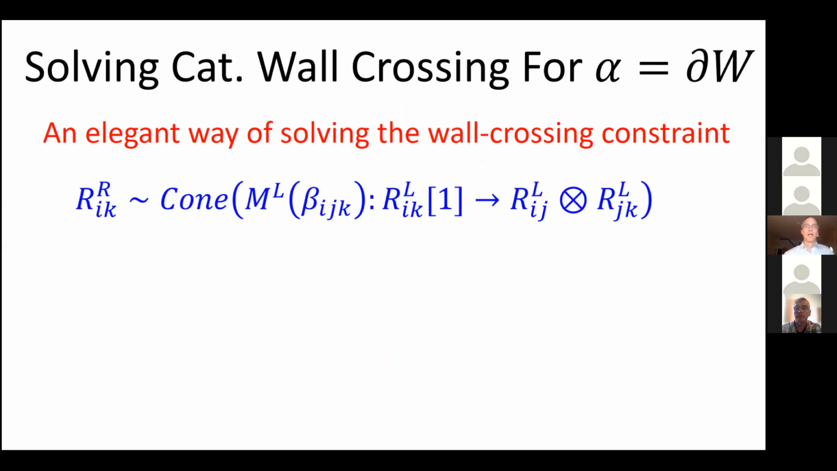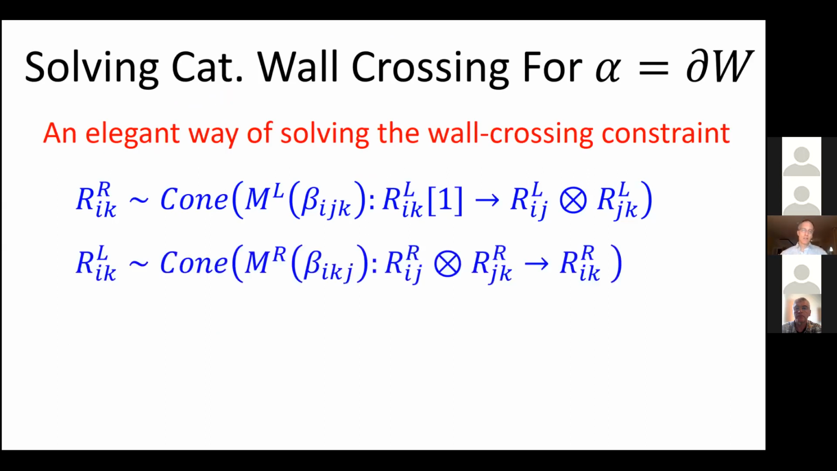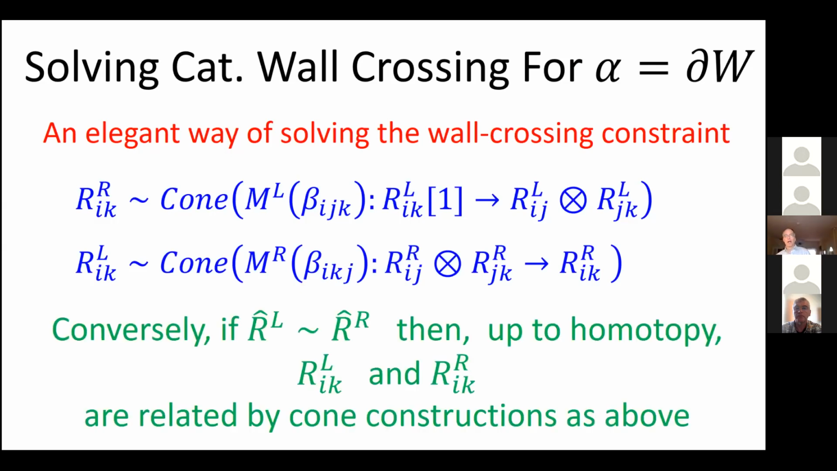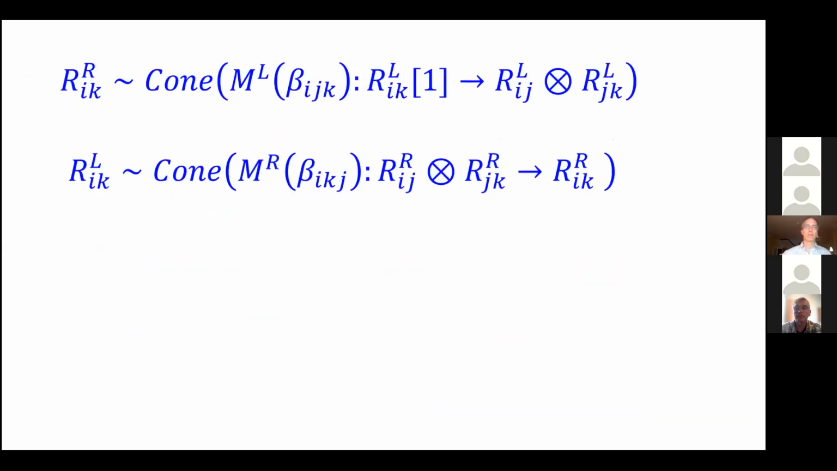Okay, and so now we can solve the wall crossing constraint, at least for alpha is exact, by saying that the chain complex of type Ik on the right is the cone given by this chain map on the left. And the situation, of course, is symmetric. The chain complex on the left is homotopically equivalent to the cone on the chain map on the right. And conversely, if the A infinity categories are homotopically equivalent, then the left and right Ik soliton chain complexes are related up to homotopy equivalence by these cone constructions.